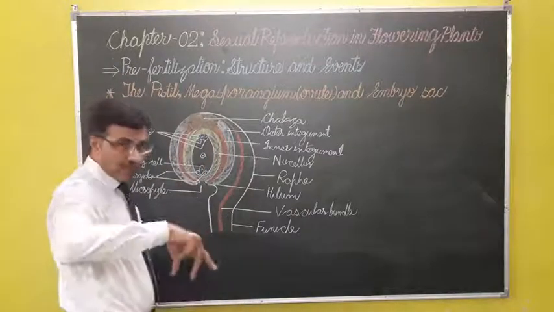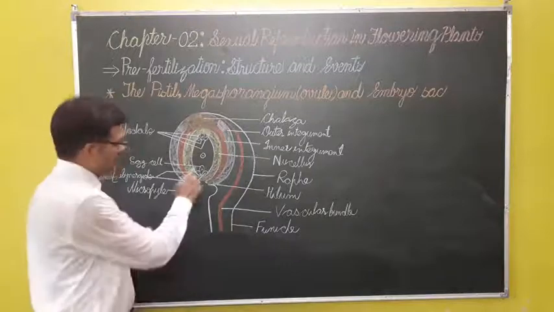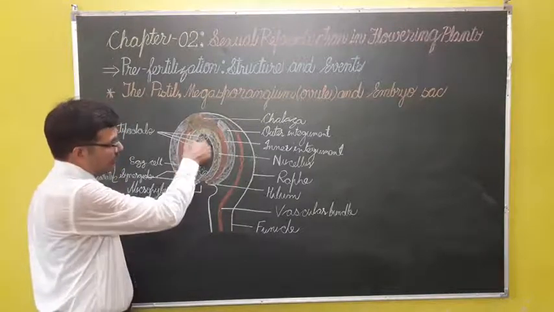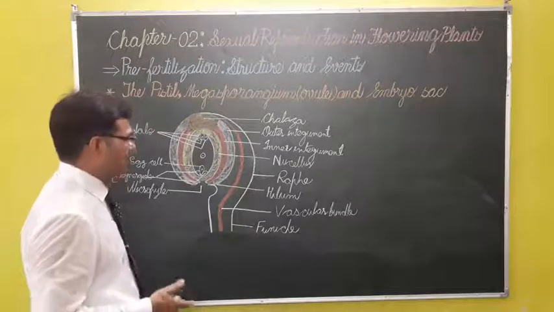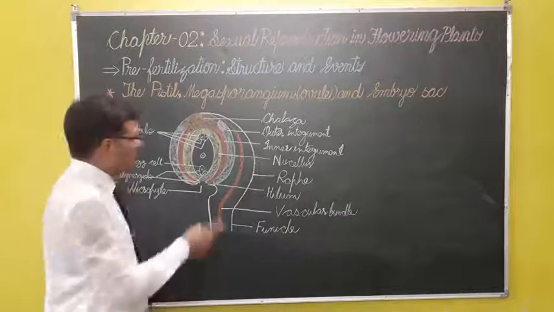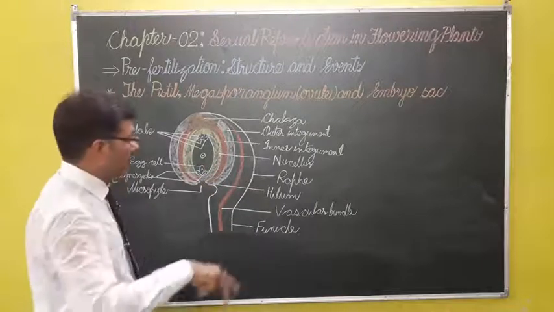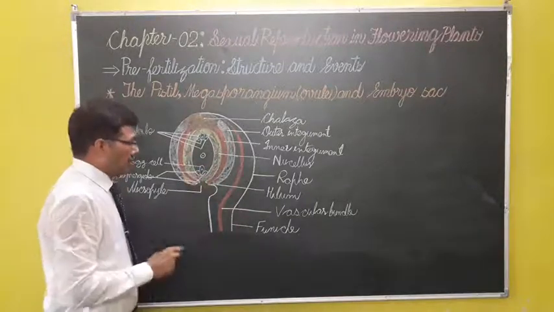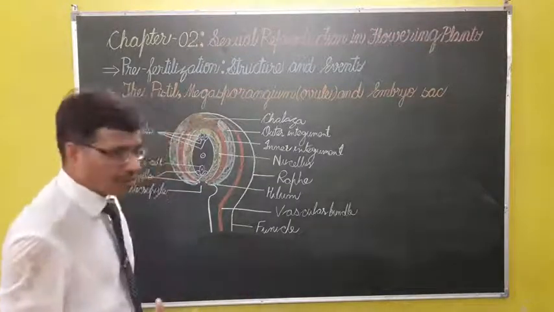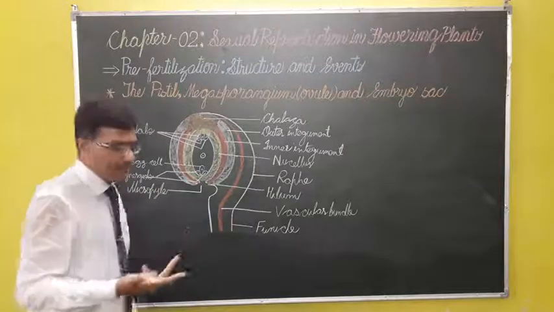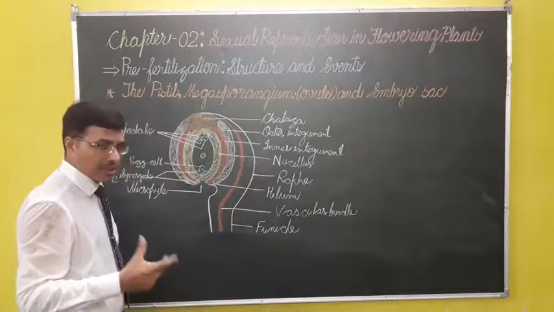Now, before the formation of the embryo, when there is the egg cell, that time this entire structure is called the female gametophyte. But when the embryo is formed, the name is simply changed. Now it is called the embryo sac because it has the embryo at that time. But for the convenience of study, these two terms are the same. So these are synonyms, interchangeable. Okay.